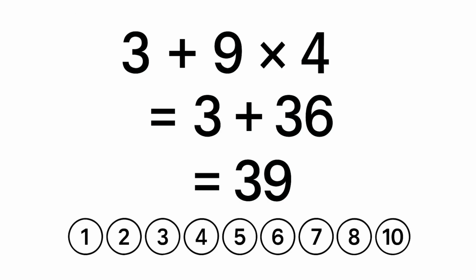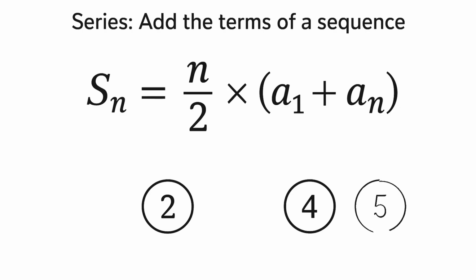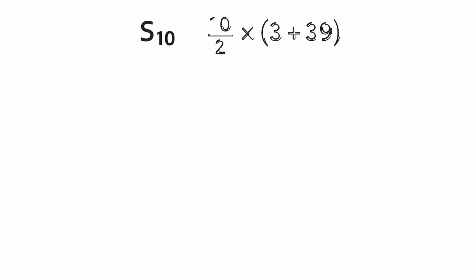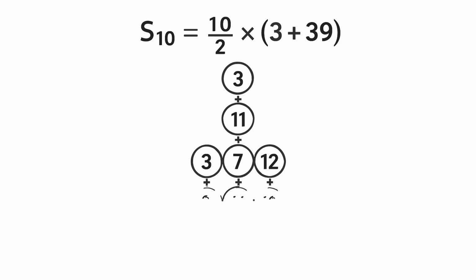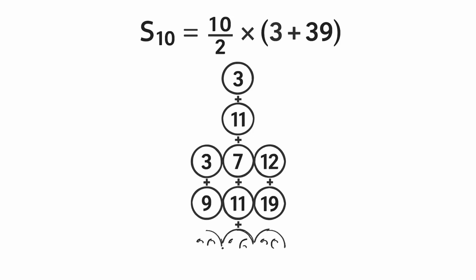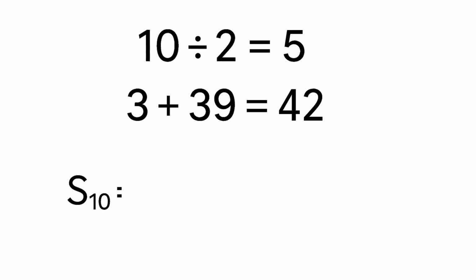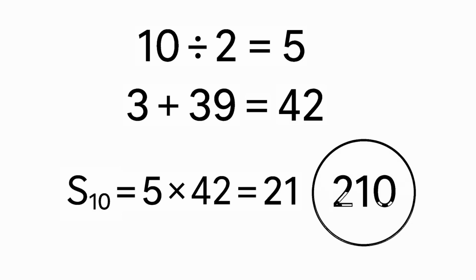Now, a series is what you get when you add the terms of a sequence. For an arithmetic series, the sum of the first n terms is S_n equals n over 2 times (a_1 plus a_n). In our example, the sum of the first 10 terms is S_10 equals 10 over 2 times (3 plus 39). 10 over 2 is 5, and 3 plus 39 is 42. So S_10 equals 5 times 42, which is 210.